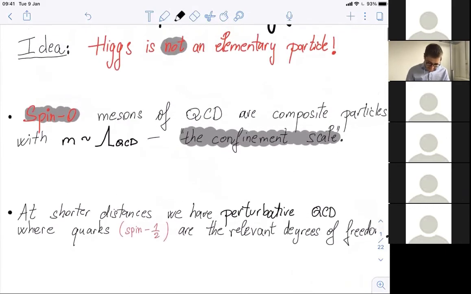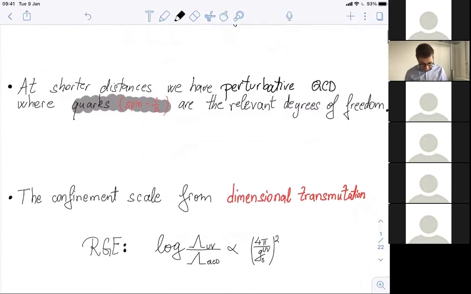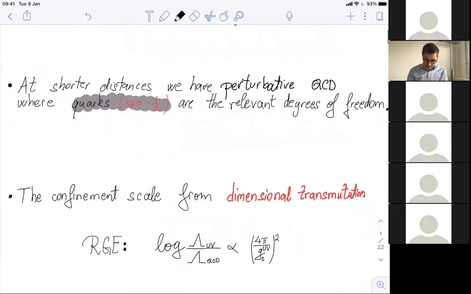So at shorter distances, we have perturbative QCD, where the relevant degrees of freedom are quarks, which are spin one half particles. So how do we explain why the confinement scale is so much smaller compared to, say, the Planck scale?